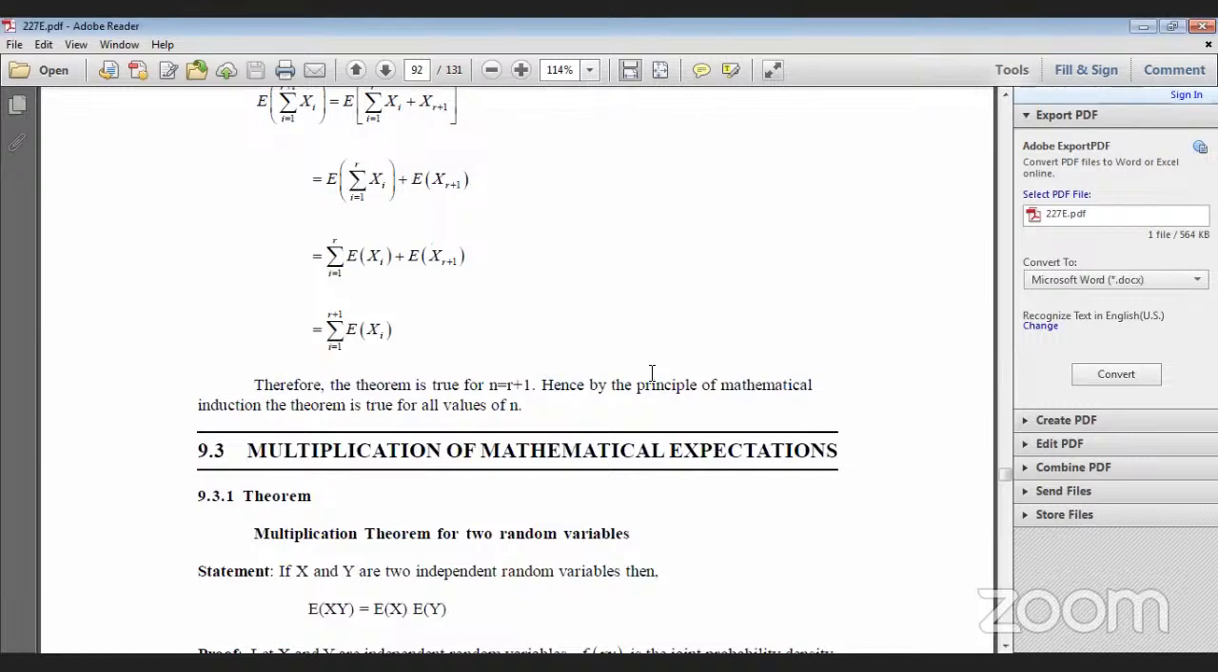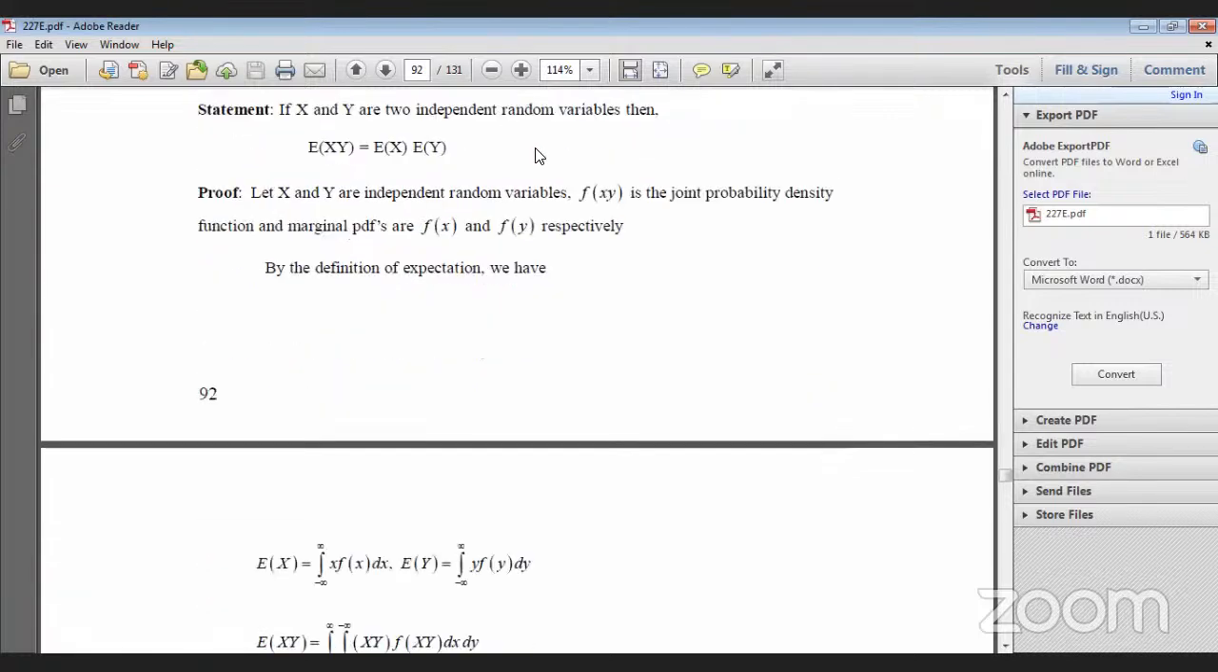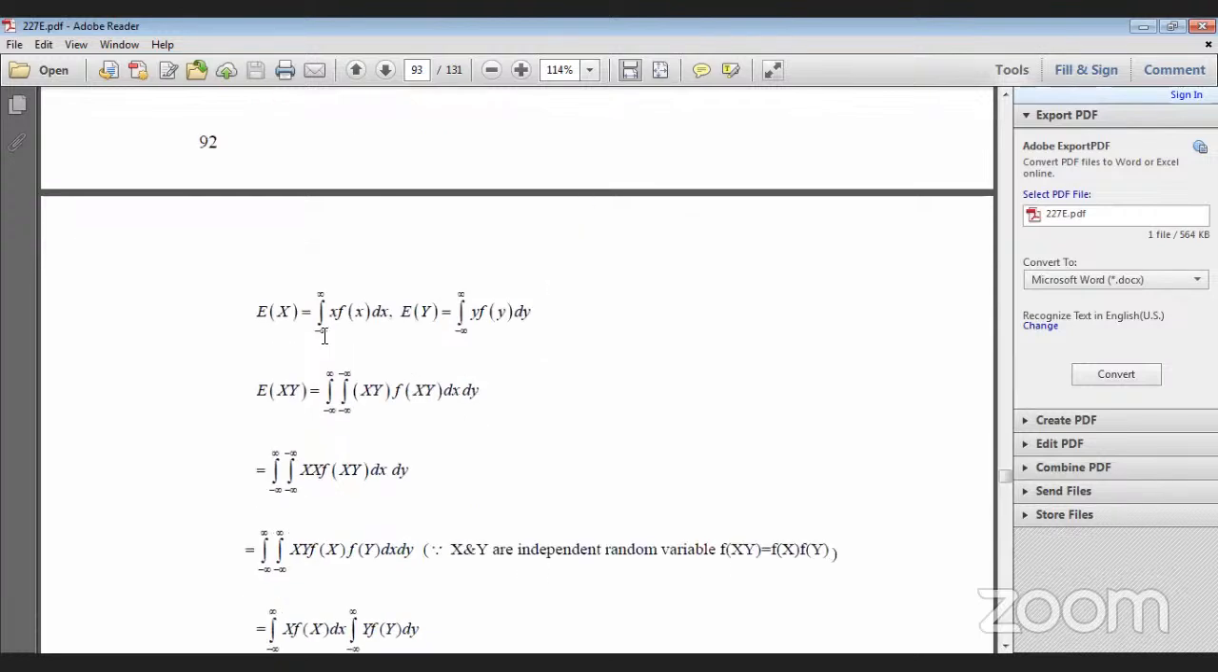Then the multiplication theorem of mathematical expectation. So the multiplication theorem of two random variables: if x and y are two independent random variables, e of xy is equal to e of x into e of y. We are taking here also the same as the addition theorem, that x and y are independent random variables. Let f of x and f of y be the probability density functions, the marginal PDFs of x and y respectively. By the definition of expectation, e of x is equal to integration from minus infinity to infinity of x f of x dx, and integration of y f of y dy.